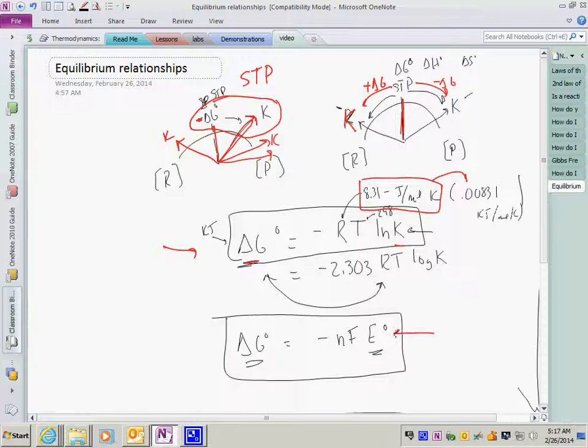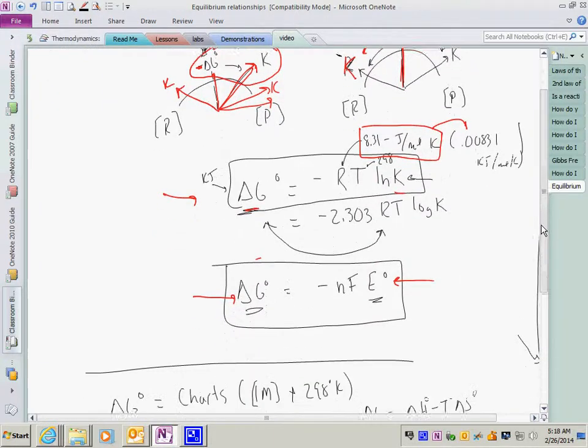Again, electric potential was highlighted in electrochemistry, but it represents something very similar to delta G. It tells you how much energy we need or we'll get back as we approach equilibrium. Okay. I'm not going to go through how to plug numbers in. You can look at that on your own.